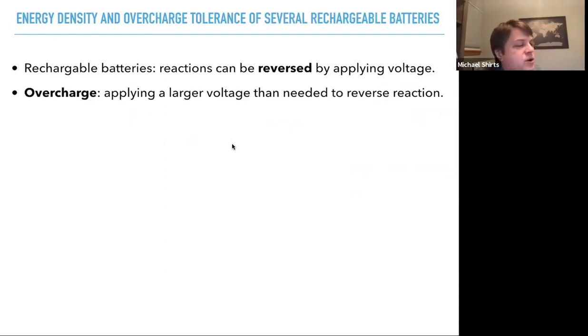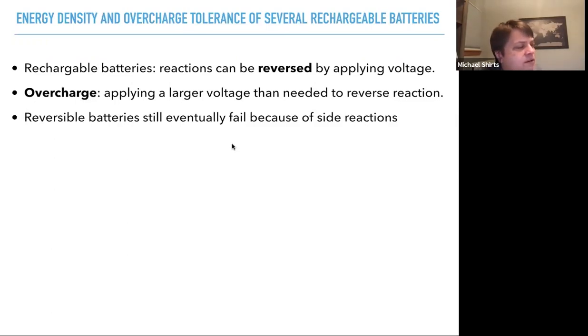Overcharge is when you apply a larger voltage than needed to the reverse reaction. And this can be problematic. Sometimes there are no other reactions that occur, so overcharging doesn't really cause any damage. Other times, once you push it too far, there are other reactions that can happen, and then everything breaks down. And all reversible batteries eventually fail because no matter what the dominant reaction is, there'll always be some reaction. These are called parasitic reactions, where some of the reactants get diverted away into some other thermodynamically stable state, so they no longer participate.